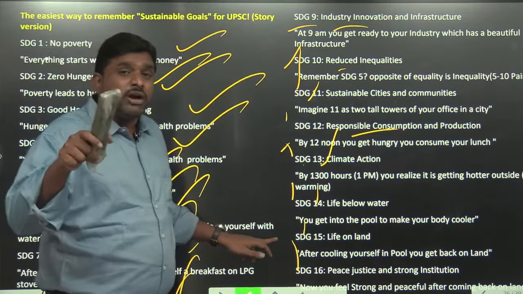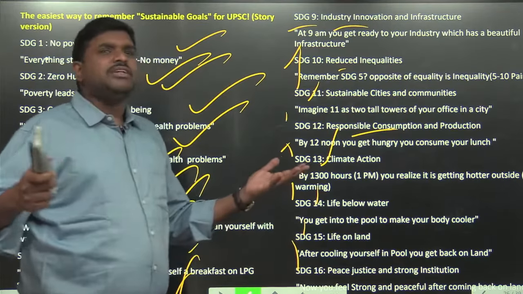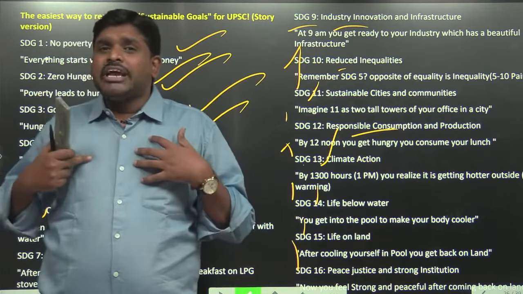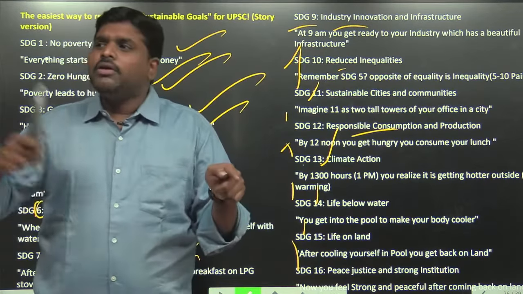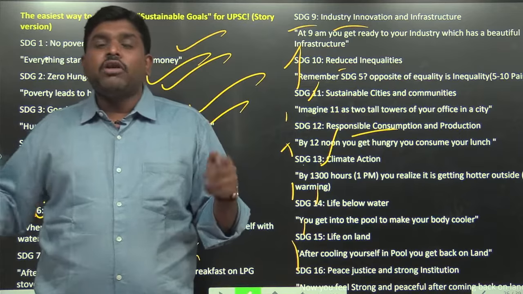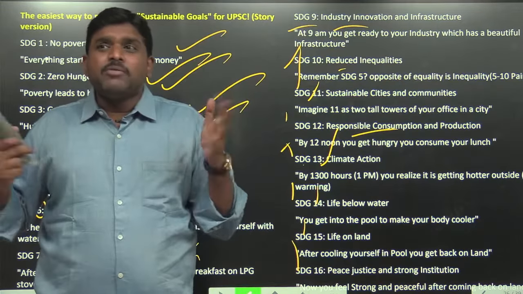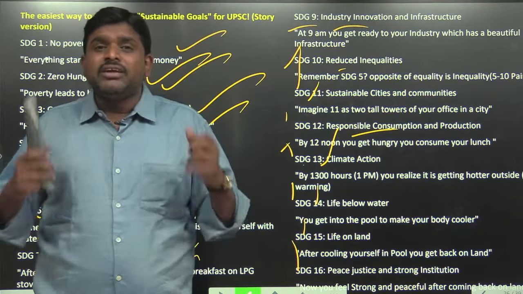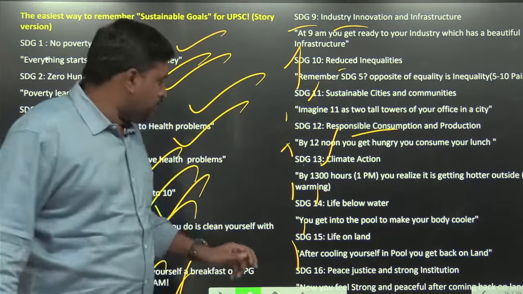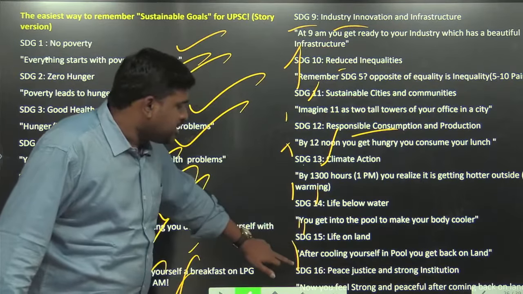4 o'clock, 16 means what? At 4 o'clock I felt very peaceful, very happy. Why? Because it was hot, I went into the swimming pool, then I came onto the land. By 4 o'clock I am feeling very happy, because my hotness has gone. Peace, very cool. Life on land, 16 peace.